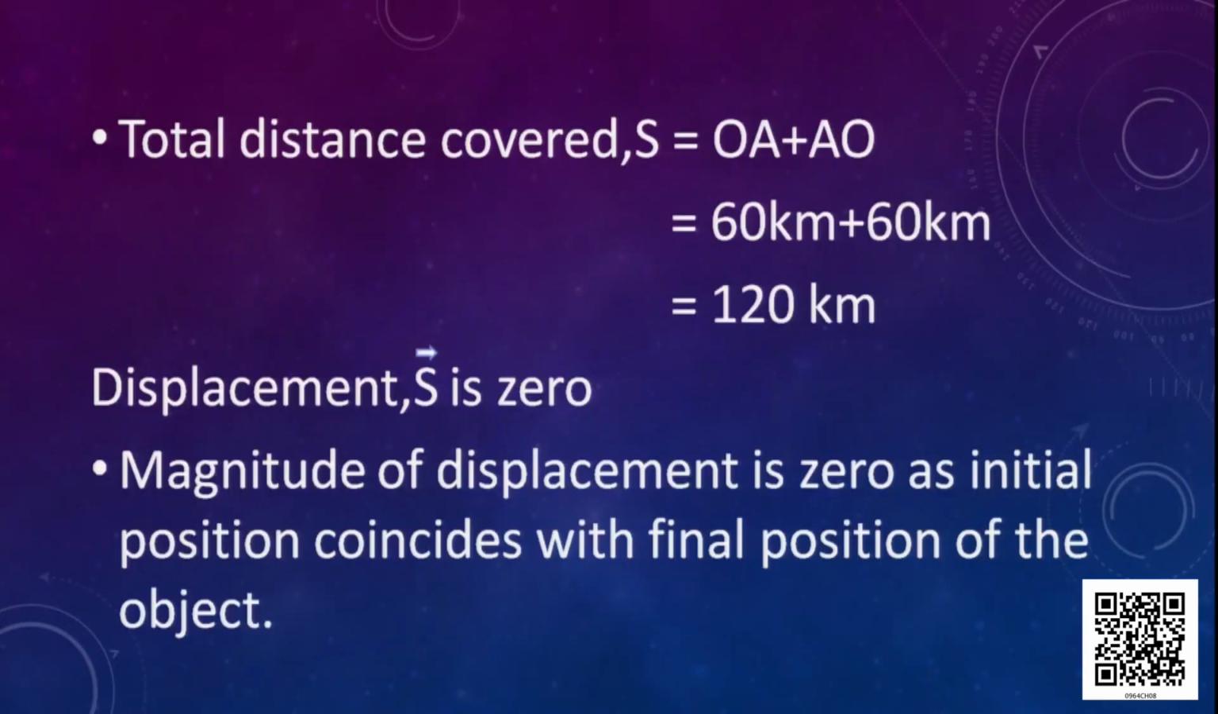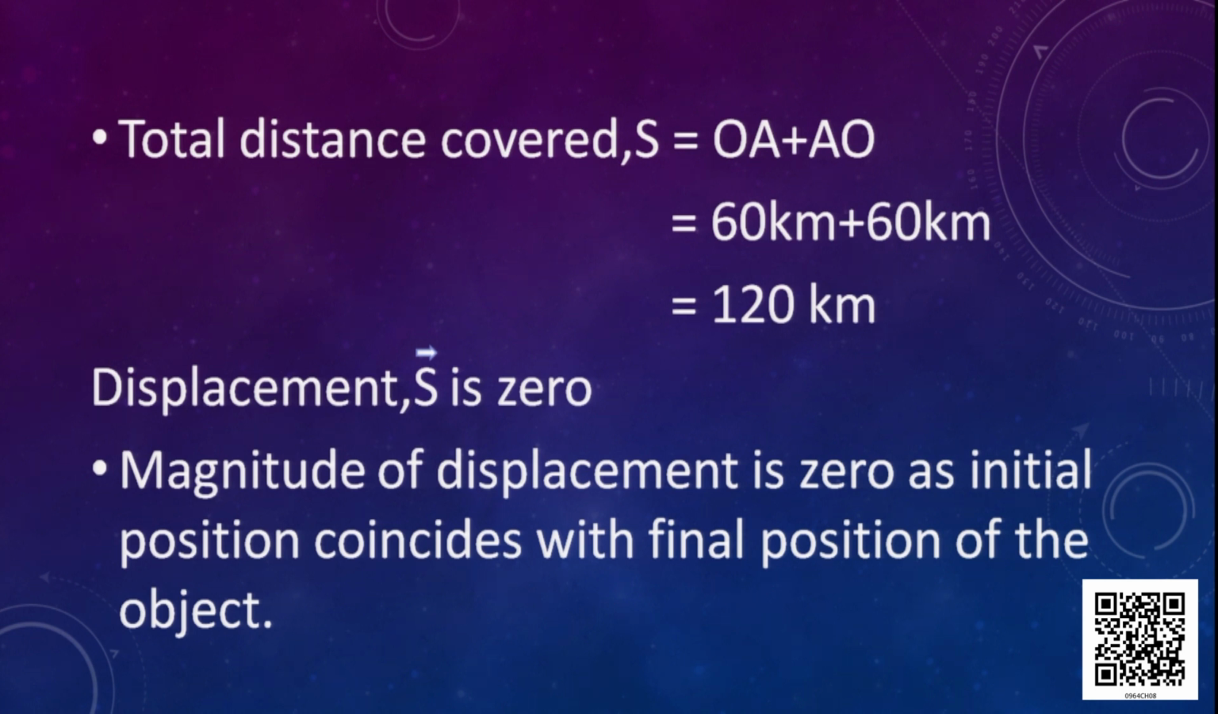You know, distance is denoted by the symbol S. S equal to OA. First of all, it moves from O to A, then from A, it moves to O. OA plus AO, so S equal to 60 kilometer plus 60 kilometer equal to 120 kilometer. So distance S is equal to 120 kilometer.